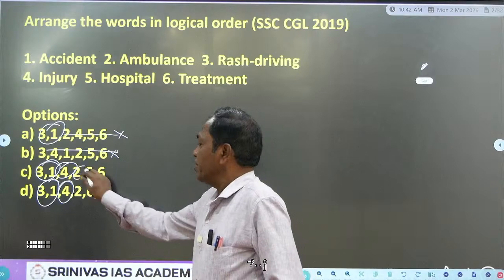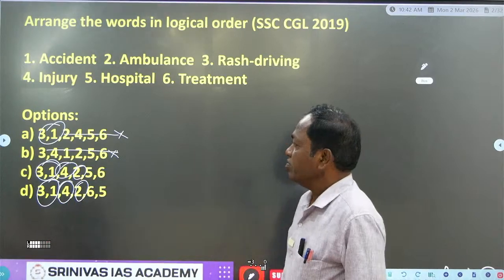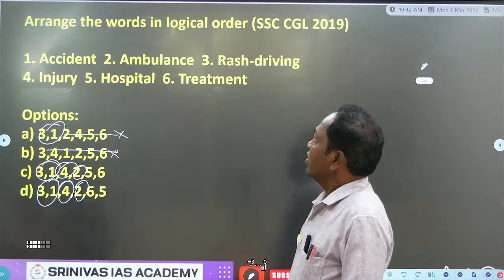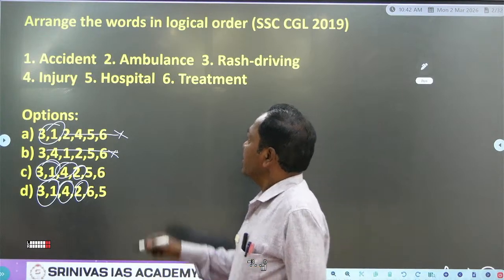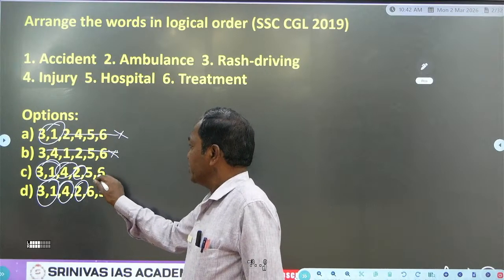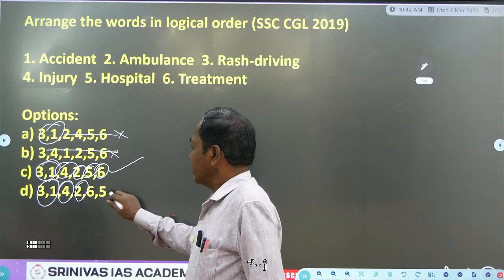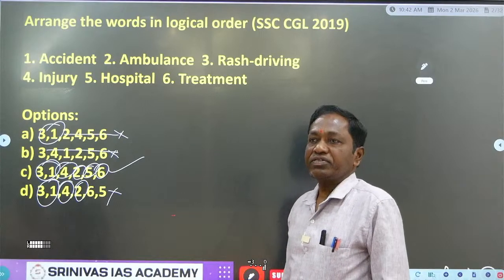Even seeing the ambulance, both C and D will qualify. After the ambulance, the patient will be taken to hospital. Then it comes to treatment. 5, 6. 5, 6. Is that right? That is the thing. This is sequence of words.